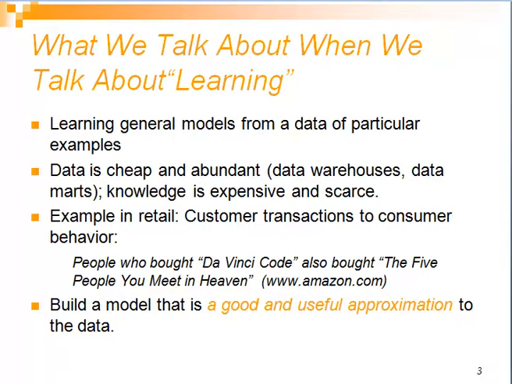Now suppose customer transactions and customer behavior. People who bought The Da Vinci Code also bought The Five People You Meet in Heaven from Amazon. So we came to know from past experience that people who bought this also bought that. So there's a trend setter for what we should recommend. The next person who is going to view The Da Vinci Code, we show them this book also and recommend that people who bought this also bought that. So we build a model which is a good and useful approximation to make data make sense, to sell something and even to gratify the customer.